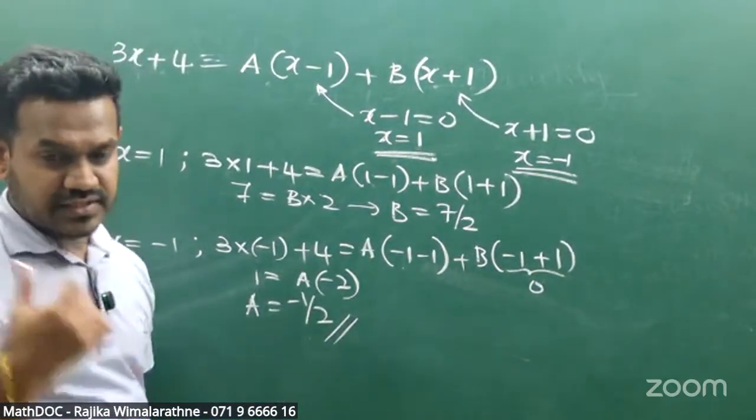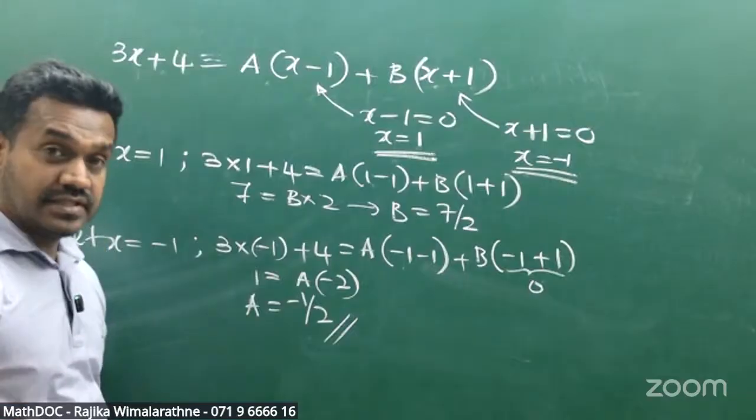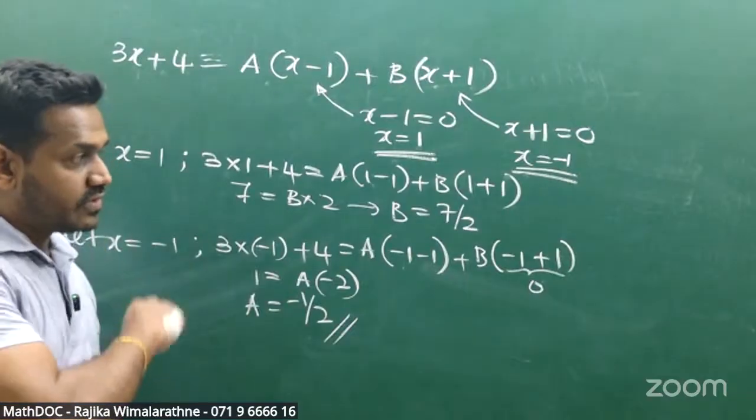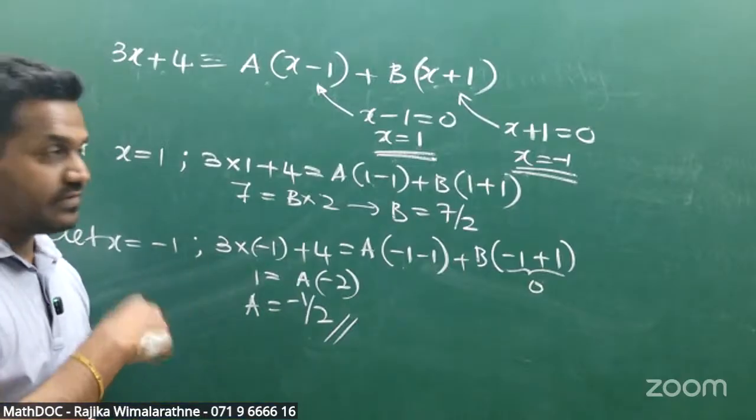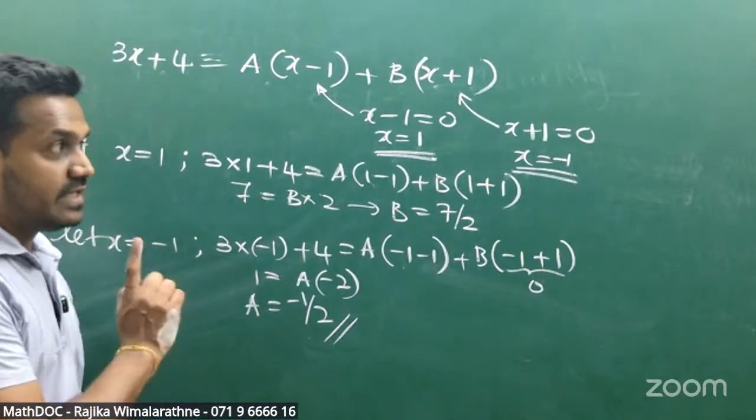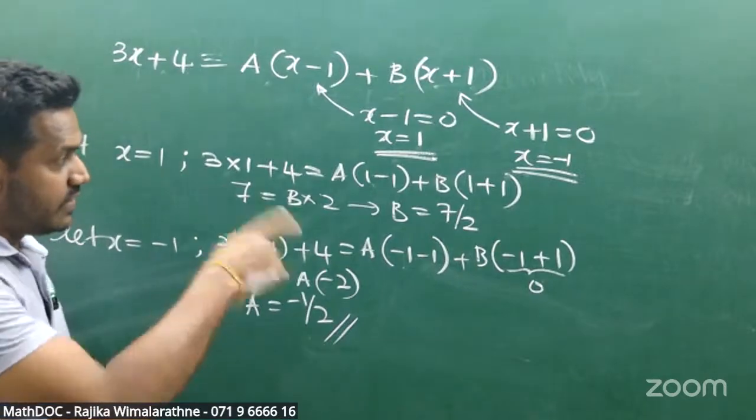You can substitute factor zero values into the function. Then both left and right hand sides are the same. Then we can find the unknowns. Okay, this is one technique. Do that example.